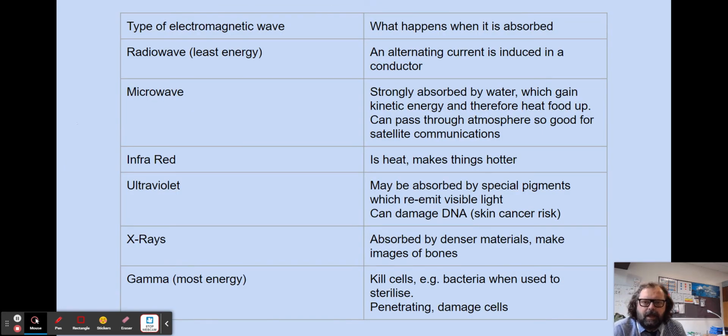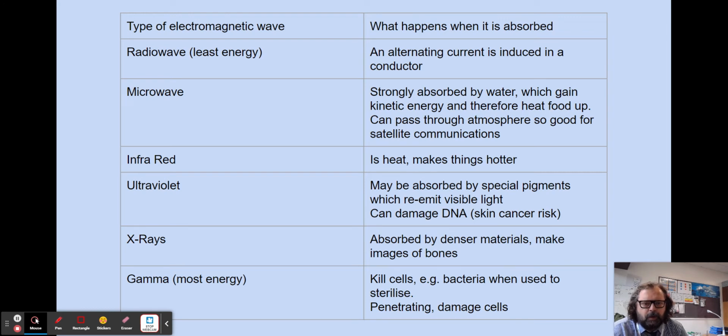Okay, to recap then, specific information about what happens when different waves are absorbed. Radio waves, the lowest energy, longest wavelengths, lowest frequencies, are absorbed, and when they are absorbed by a conductor, an alternating current is induced in that conductor. This explains how radio waves can be used to send information from a transmitter to a receiver, or also in things like Bluetooth, which uses radio wave frequencies.